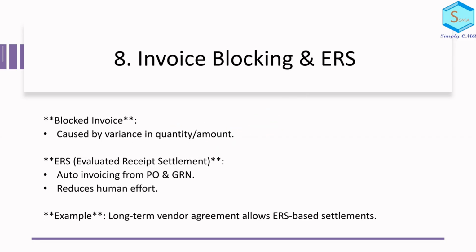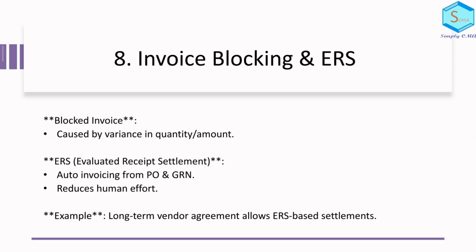Next process is invoice blocking and ERS. If there is a mismatch between all these things that I have told in invoice verification, say the invoice has more quantity than the receipt, the invoice is blocked until the issue is resolved. In some cases, companies use ERS, that is evaluated receipt settlement, which allows automatic invoice creation and payment provided all terms are predefined and agreed upon.